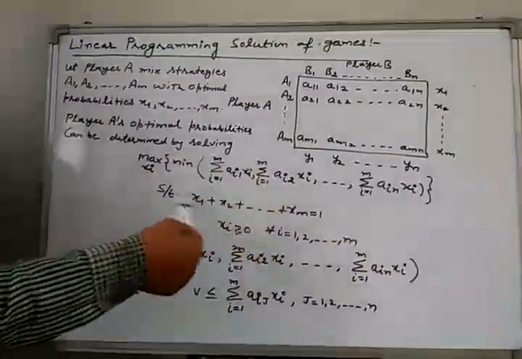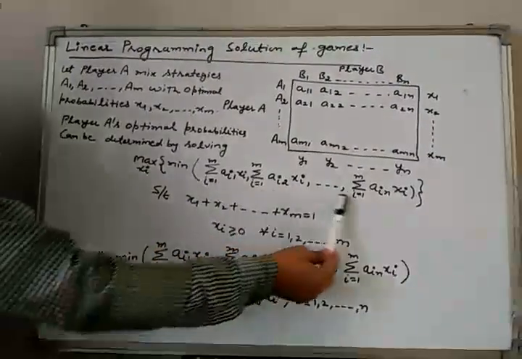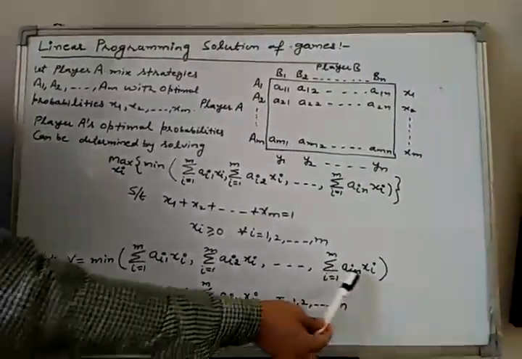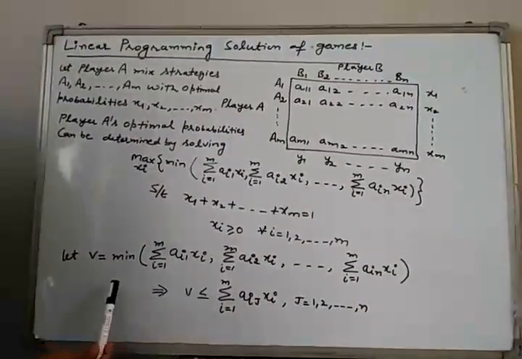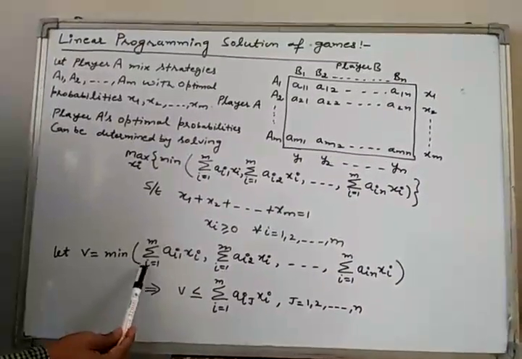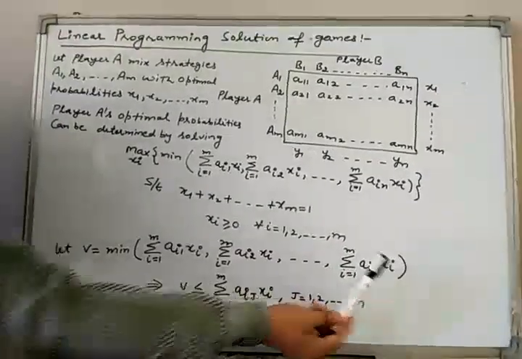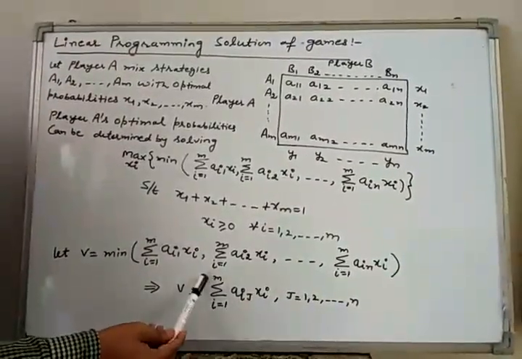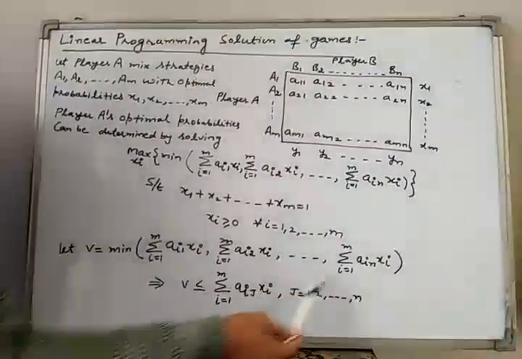Now we change this program into a linear program. For this, let us assume the minimum value of these is v. That is, v is equal to the minimum of these values. As v is the minimum of these values, v is always less than or equal to each of these values. That is, v is less than or equal to summation i equal to 1 to m of aij xi, where the column index 1, 2, 3, 4 up to n, we represent by j. Therefore, v is less than or equal to summation i equal to 1 to m of aij xi, where j varies from 1, 2 up to n.